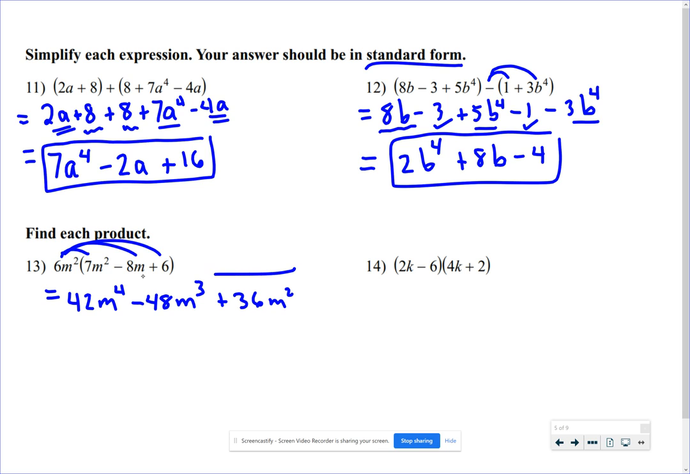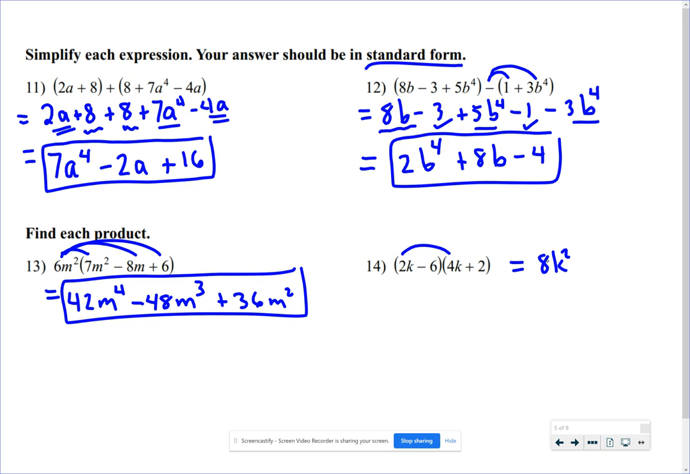Check to make sure it's in standard form. It is. We're done. All right, number 14. You can either use distributing or you can use the box method. Either way will come out with the same thing. So I'm going to distribute, and then I'm going to show you how it would work if we use the box method. So if we distribute, we have to make sure we do 2k times 4k.